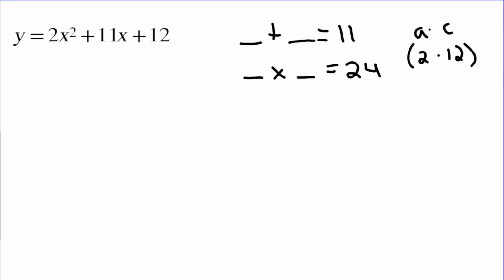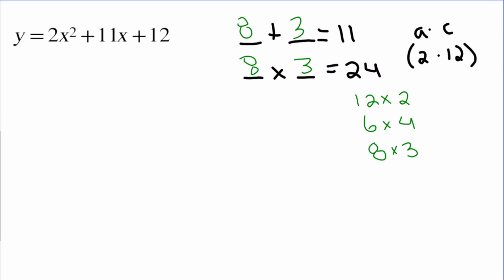So I start to think of factors of 24. 24 can be made up of 12 times 2, but neither of those is going to add up to 11, regardless of the signs. It can be 6 times 4, which again is not going to reach 11 for us. However, when I get 8 times 3, if I do a positive 8 plus a positive 3, it gives me positive 11. And when I do a positive 8 times a positive 3, it gives me positive 24.